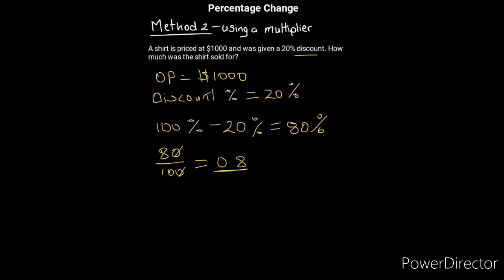This value would now be multiplied by our original price for our shirt, our OP, which is $1,000. Now we're going to write that. We have 1,000 multiplied by our multiplier, 0.8. And if you punch that in your calculators, we're going to have $800, which is the same as what we got previously in our question. Our final selling price would be $800.